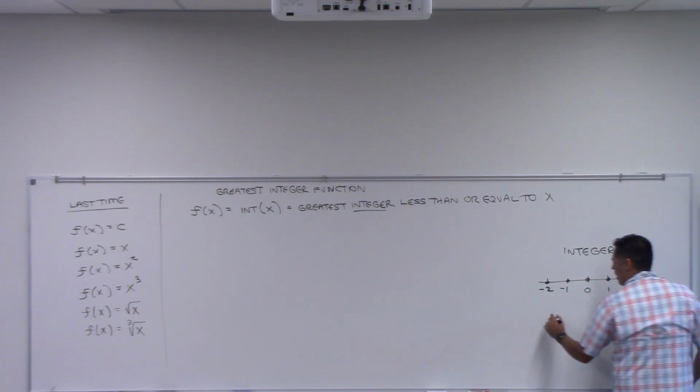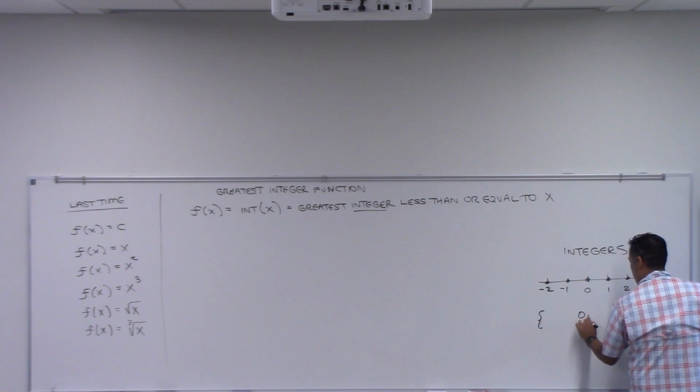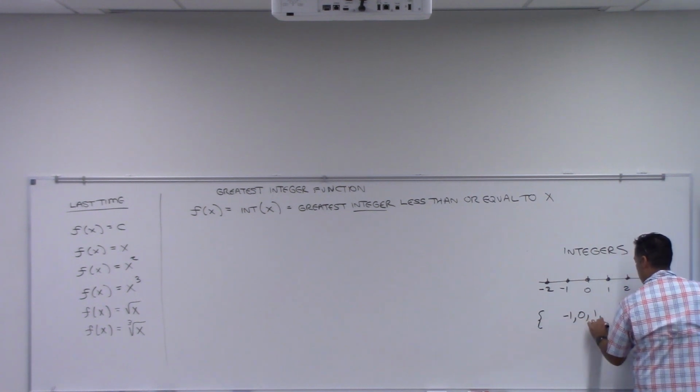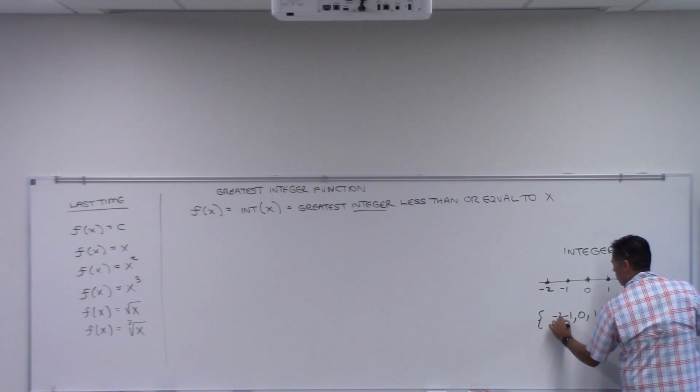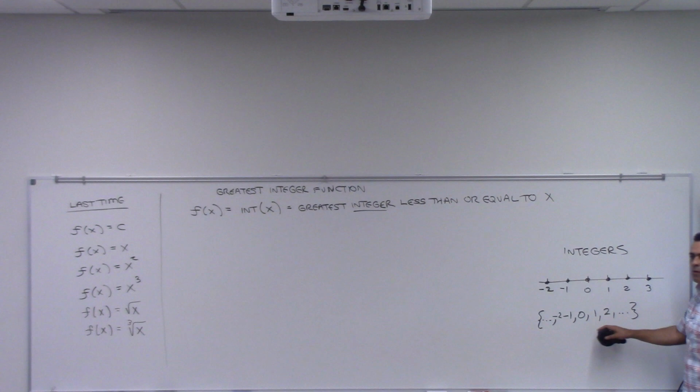Now, if we write this in set notation, we'd write it like this: 0, 1, -1, 2, -2, and it goes forever. So I go dot, dot, dot this way, and this way, dot, dot, dot. That's the way we write it as a set of numbers. Does that make sense, that notation?